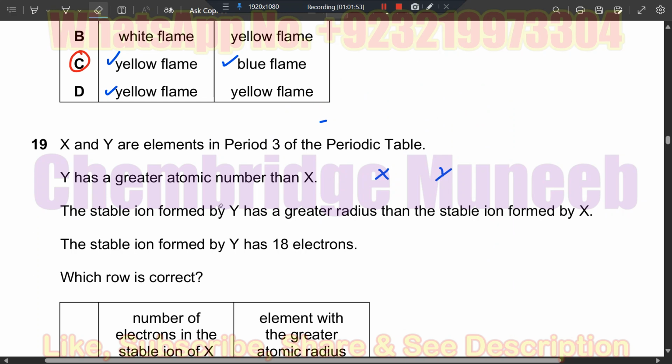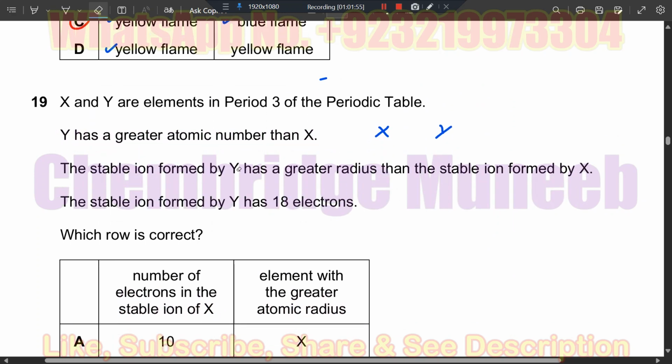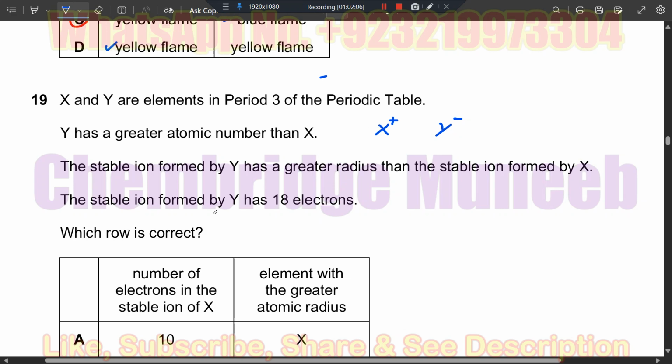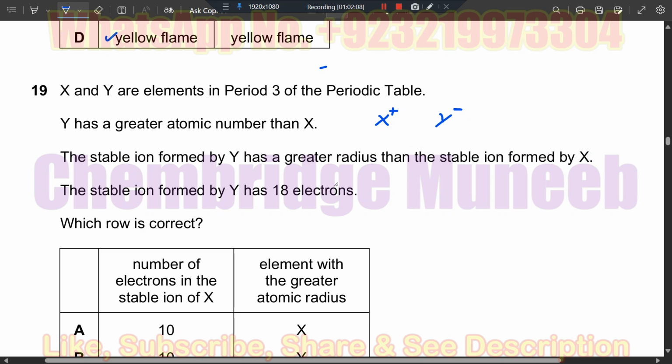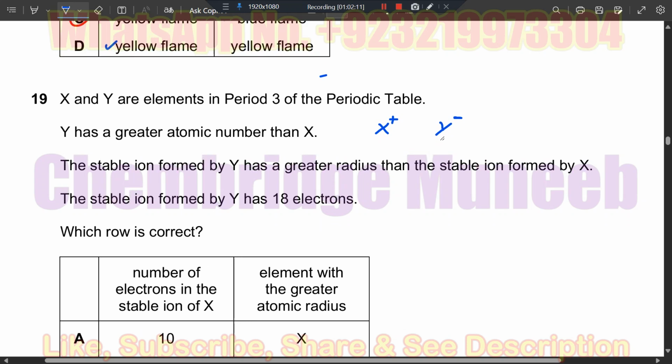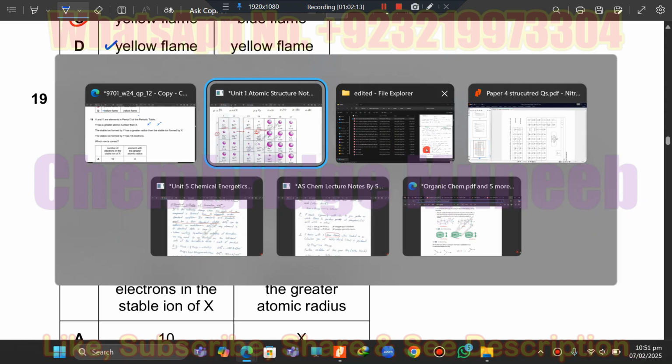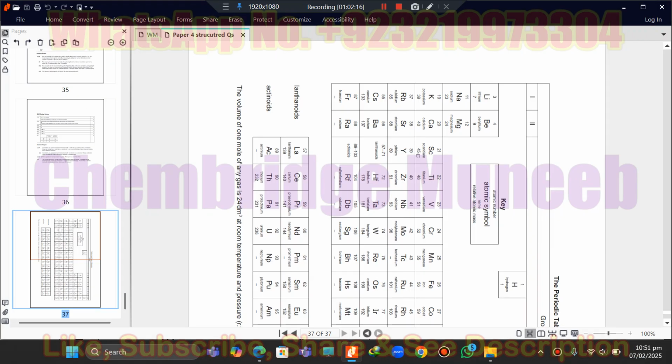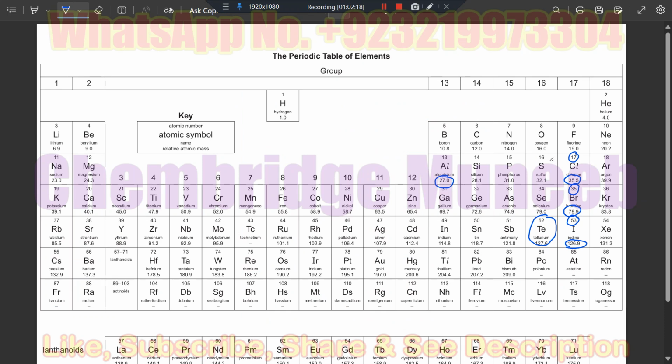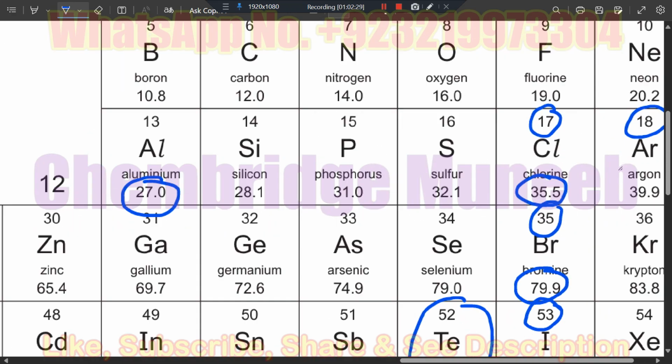So if we go back here, it says that the stable ion formed by Y, which means we could expect Y to be anion and X to be the cation. That's why Y has a greater radius as compared to X cation. It also says that stable ion formed by the Y has 18 electrons. So which means we do know that when we move across a period in the periodic table, we have 18 electrons in the third period, and this is argon. The elements of the anion in period 3 follow the electronic configuration of argon to having 18 electrons in them.